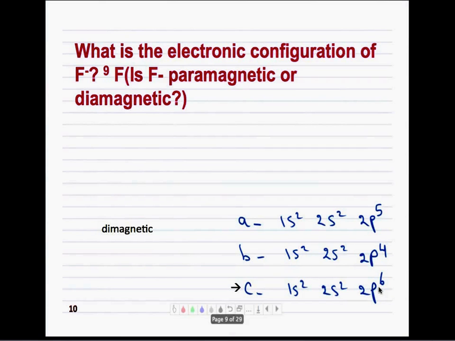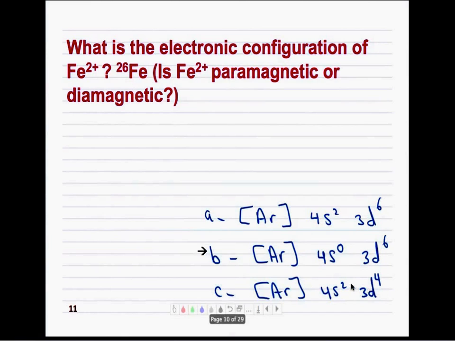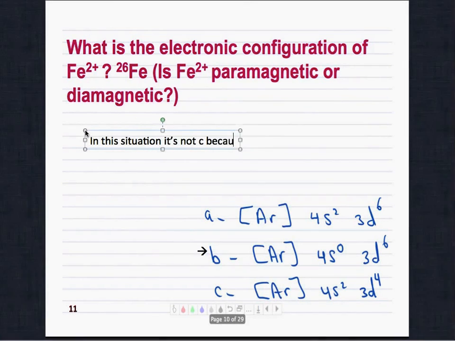Let's go further. What about Fe2+? What is the electronic configuration of Fe2+? This is the straight up regular iron, and it's losing 2 electrons. It removes them from the highest shell, 4s is way further away from the nucleus than 3d. So that's the electrons.